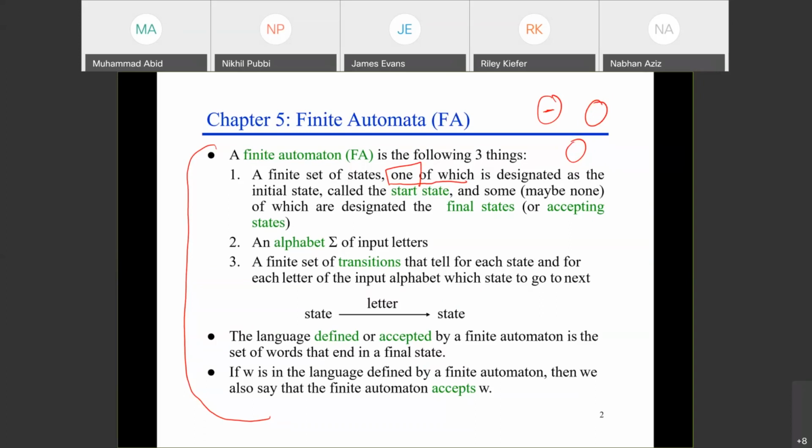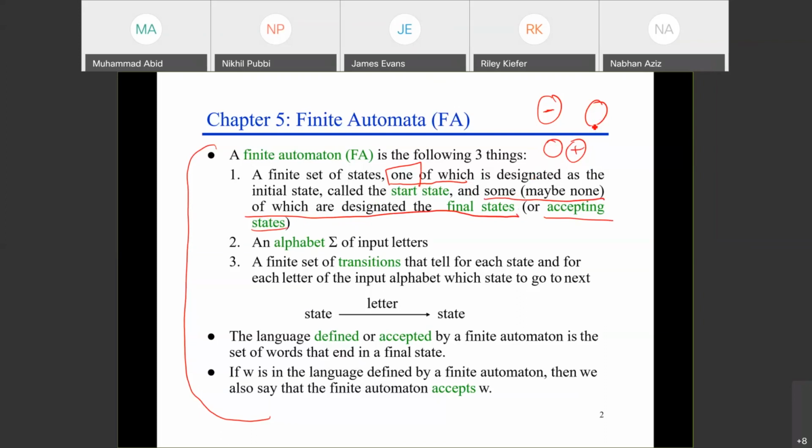If you have an FA with no final state, this is a valid FA. If you have an FA with one final state, it is a valid FA. If you have an FA with more than one final state, it is a valid FA. So look at this one in the definition: some, maybe none, of which are designated the final states or accepting states. And let's say we have one final state.